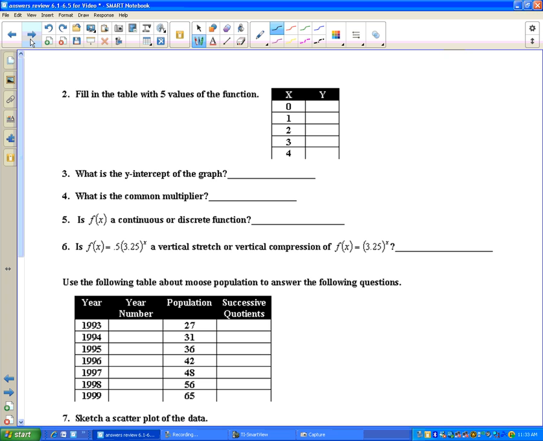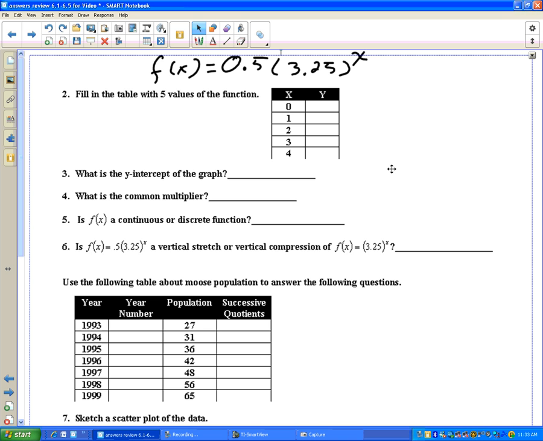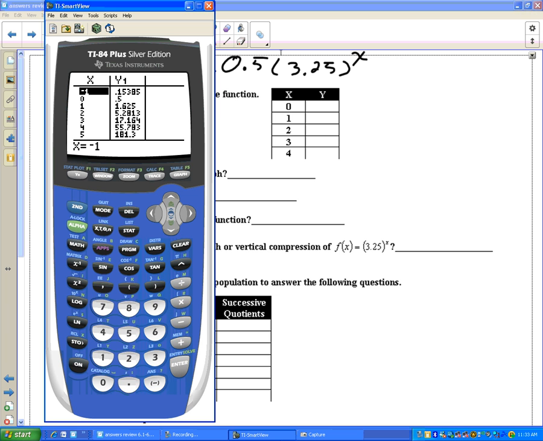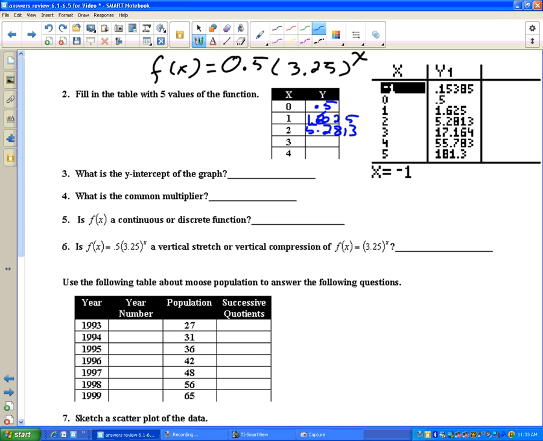So again, it was 0.5 times 3.25 to the x power. All right, fill in the table with 5 values of the function. Well, again, here's my table. I can just use these here. 0 is 0.5, 1 is 1.6625, 2 is 5.2813, 3 is 17.16, and 4 is 55.78. Going to 2 decimal places should be plenty.